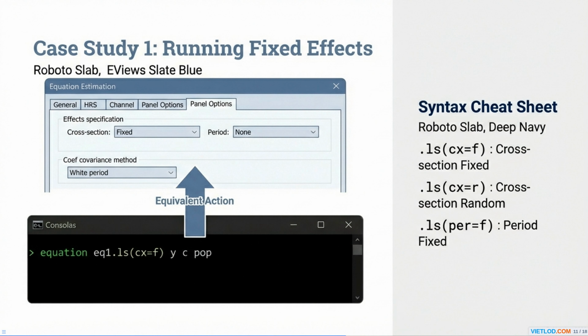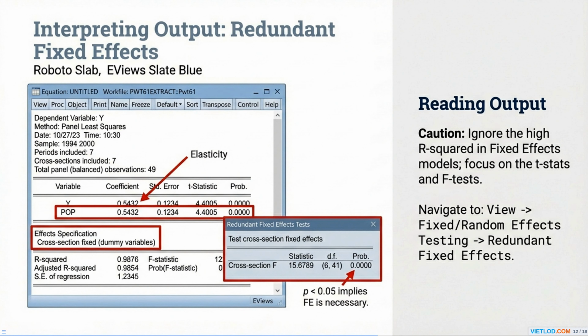The equivalent command line syntax in EViews for this action is equation eq1.ls @cx=f y c pop, where eq1 is the equation name, @cx=f specifies a fixed effects estimation for the cross-section, y is the dependent variable, c is the constant, and pop is an independent variable. This method is concise and efficient for scripting or advanced users. Remember, cx=r would be for cross-section random effects, and per=f for period fixed effects.